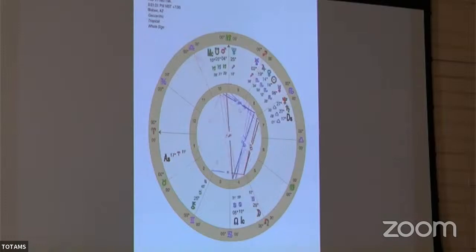And then we have the Pluto square, the second of the waning squares, which was in 1982. And you can see here Pluto at 27 to 33 Libra.